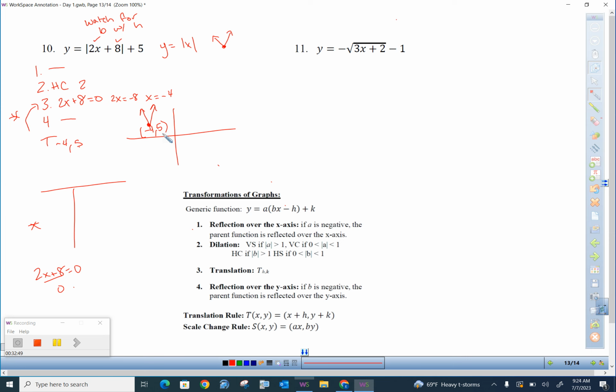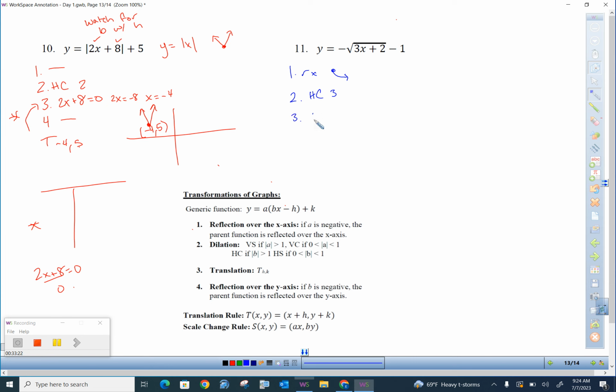So with that in mind, I want you to try number 11. If you need a reminder of what the parent function looks like, you can flip over to the front side. But pay attention to step 3 as you go through that one. You should have gotten an Rx. That means instead of going up to the right, we're going down to the right. Step 2, we have another horizontal compression of 3.